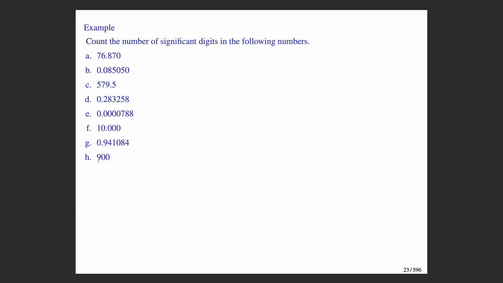Part H is ambiguous, okay, and that's why I've included it here. There's no decimal place here, so we don't know how precise this number is. Is it precise down to the ones column? For example, is this significant or not? We don't know. Is it precise just to the tens column? We're not sure. Or is it only precise to the hundreds column? Again, it's not clear to us based upon just this number alone, because there's no decimal point present. So it's an ambiguous question.